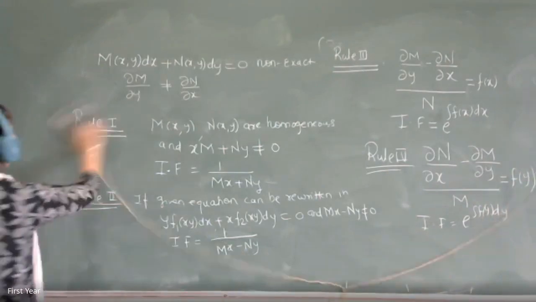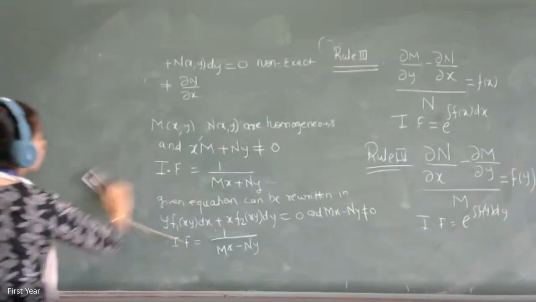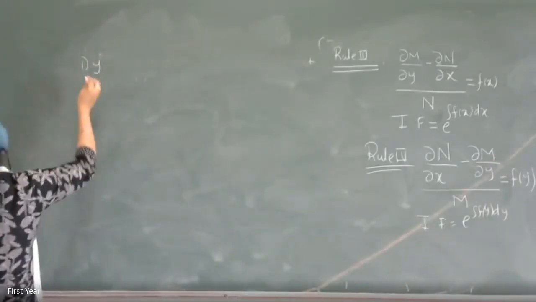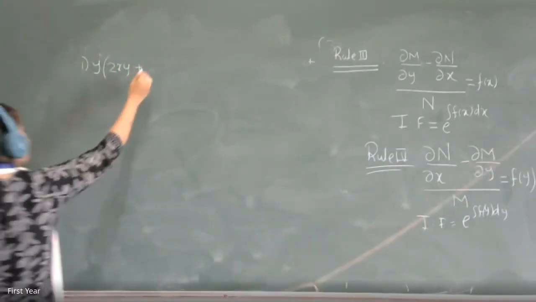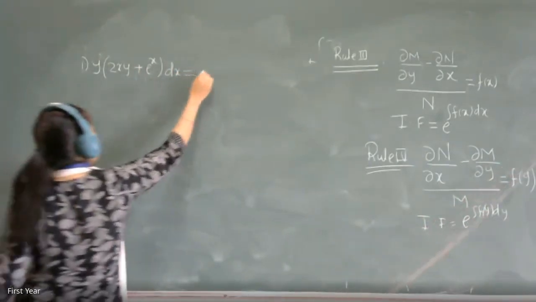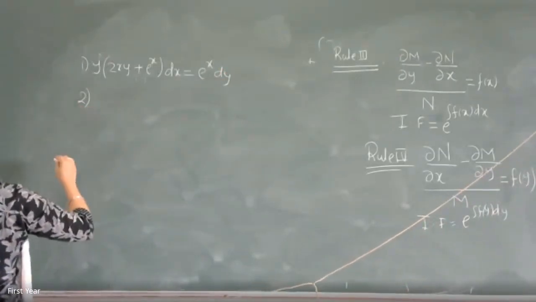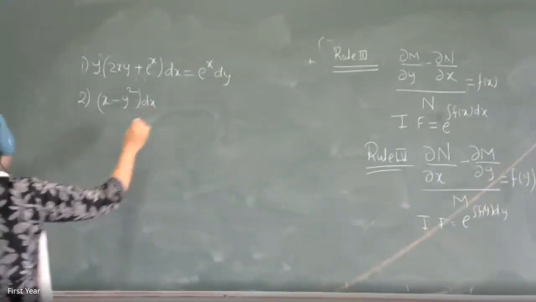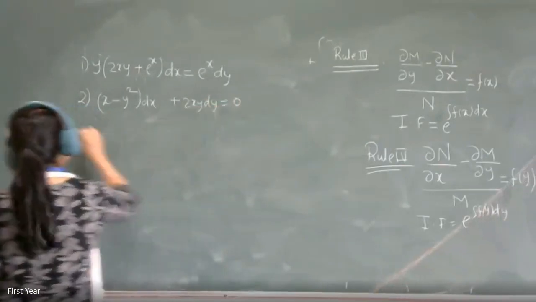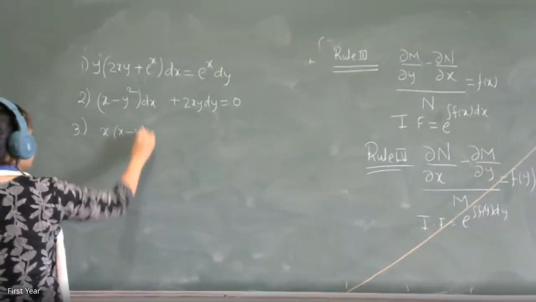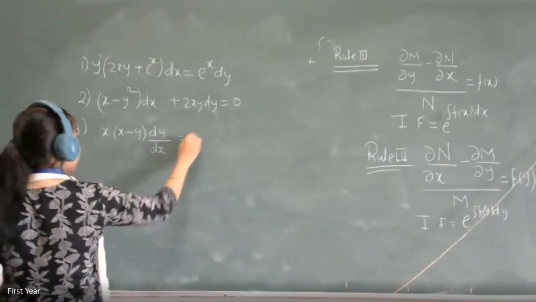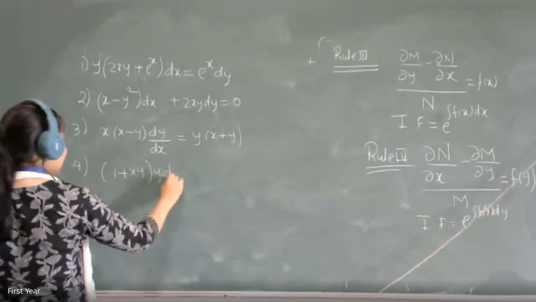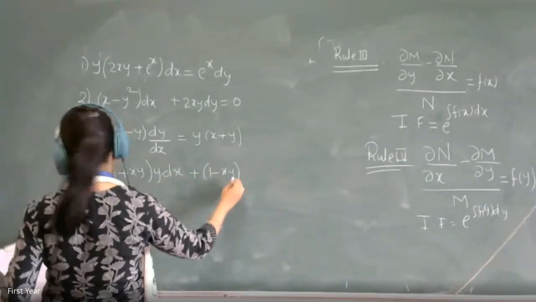Question number 1: solve. First one: y into 2xy plus e raised to x dx is equal to e raised to x dy. Second: x minus y square dx plus 2xy dy is equal to 0. Third: x into x minus y dy by dx is equal to y into x plus y. Fourth: 1 plus xy into y plus 1 minus xy into x.